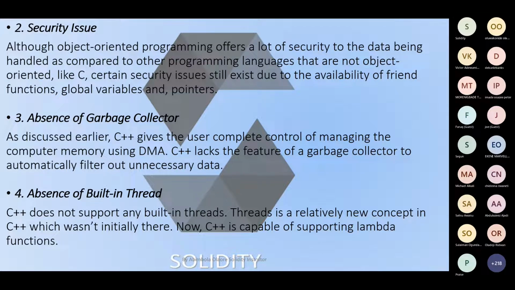Number 4 disadvantage of C++ is the absence of built-in threads. C++ does not support any built-in threads. Thread is a relatively new concept in C++, which wasn't initially there. Now, C++ is capable of supporting lambda functions.